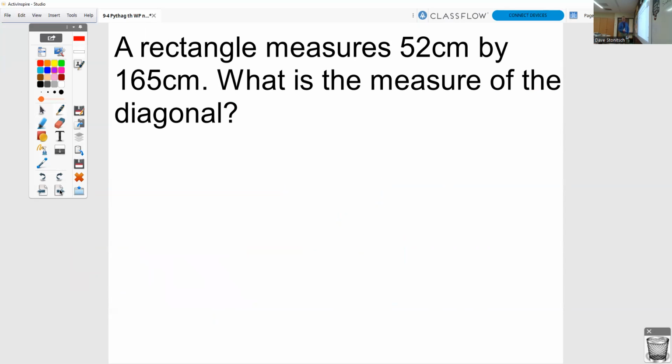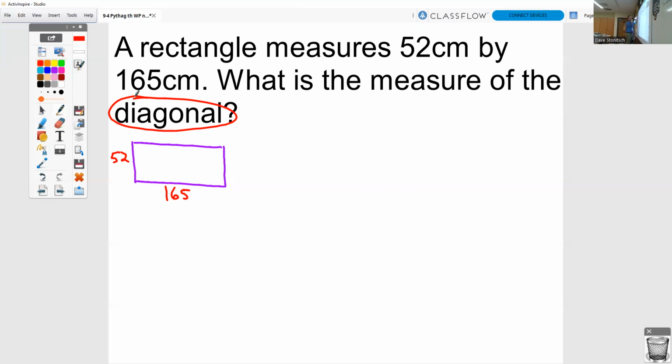Here's another famous one, a rectangle. Well, when it says a rectangle, what picture do you think you want to draw? You want to draw a rectangle. So here's our rectangle. A rectangle measures 52 by 165. So obviously 165 is your longer side and 52 is your shorter side. What is the measure of the diagonal?